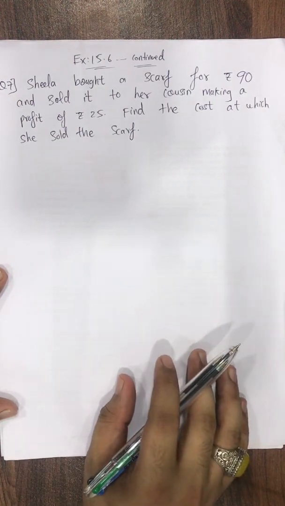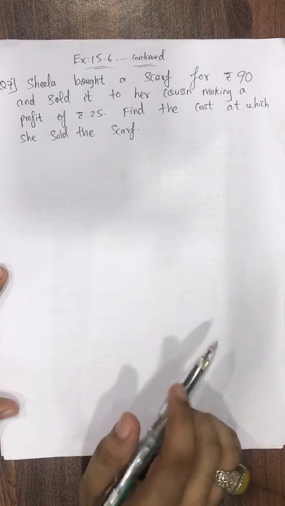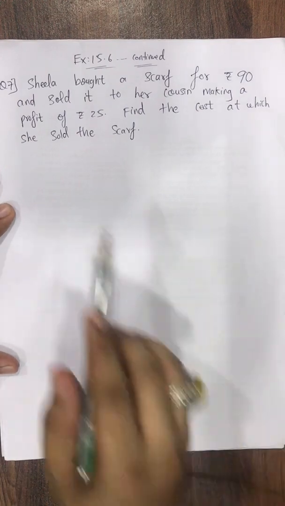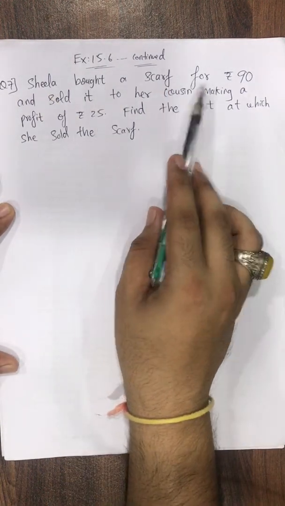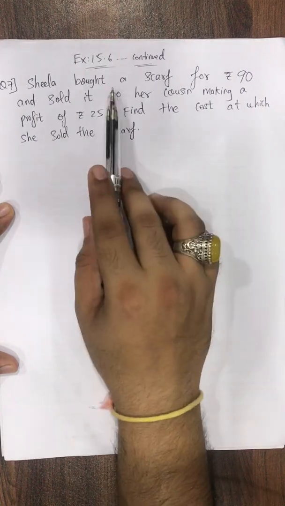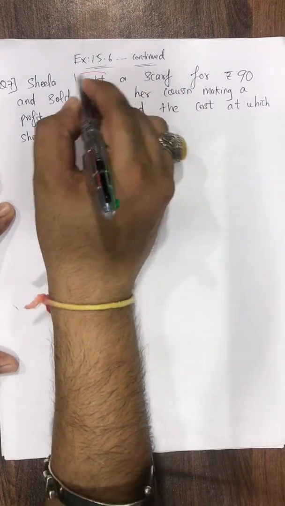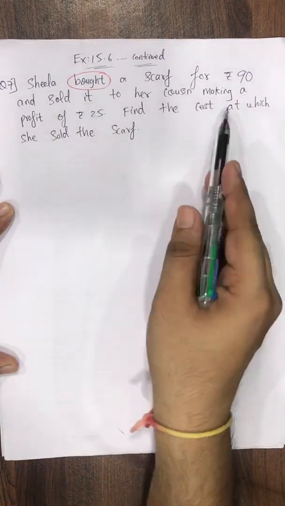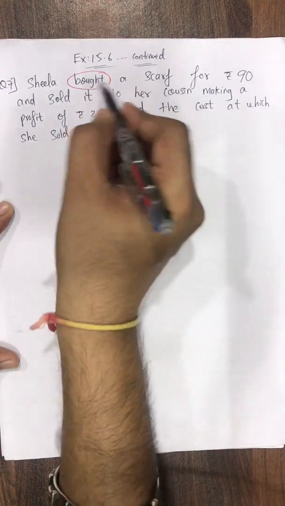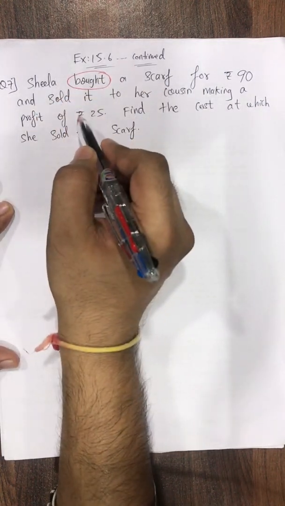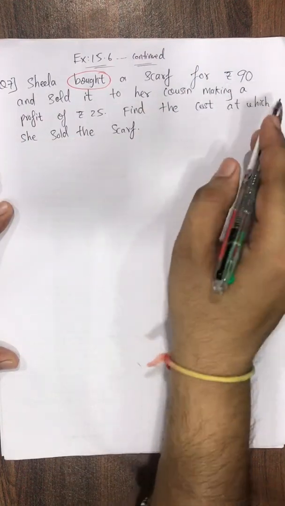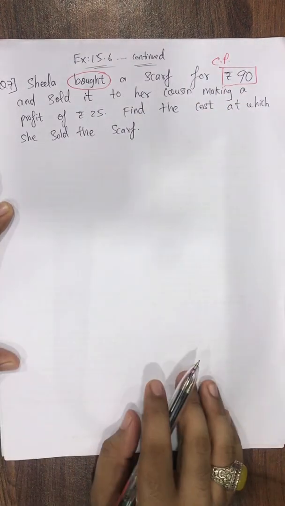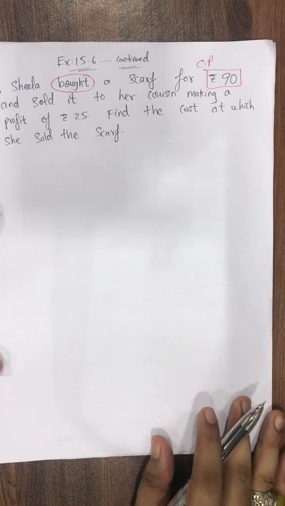Here on the screen students you have question number 7, exercise 15.6 continued. Let's read the question and understand it very carefully. Sheila bought a scarf for rupees 90. Bought means she's purchasing. So can I say students, this 90 is like cost price for Sheila, CP.